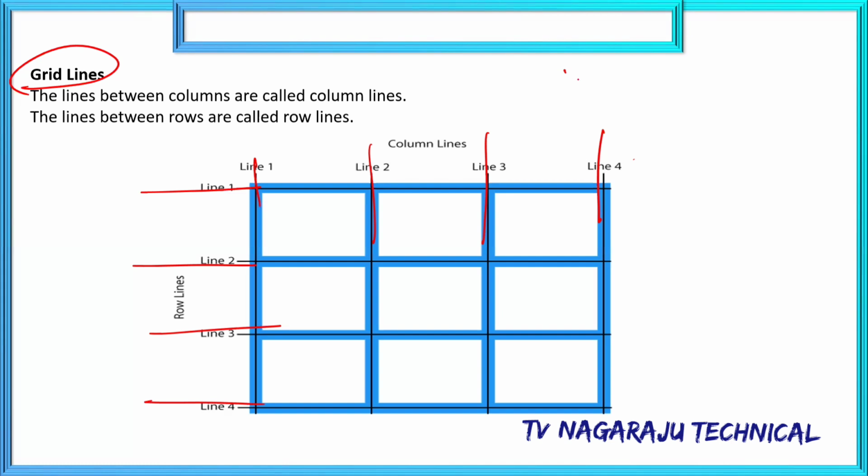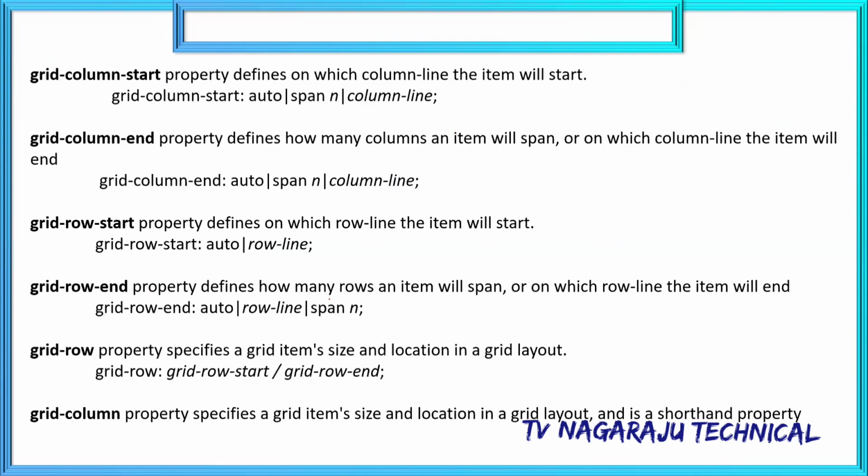The next properties are grid row start, that is from which row line the item will start. Grid row end means on which row line the item will end. Similarly, grid column start: on which column the item will start. Grid column end: on which column the item will end. That means how many columns the item will span.